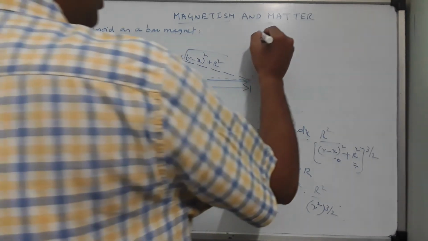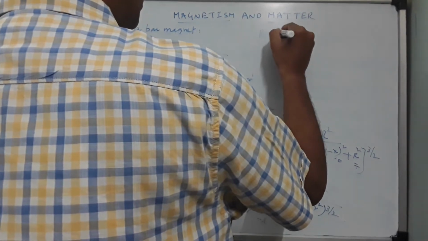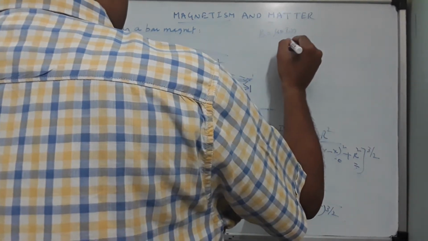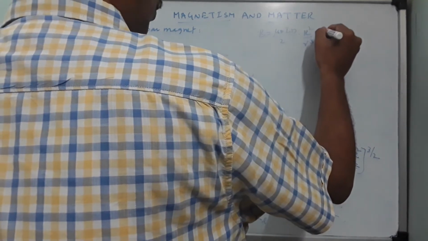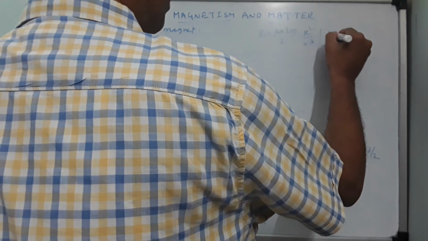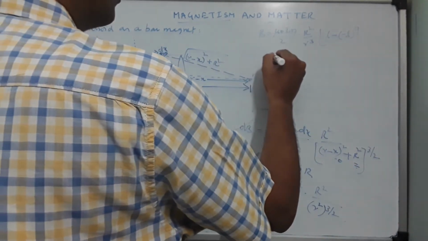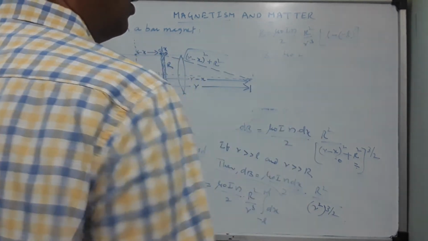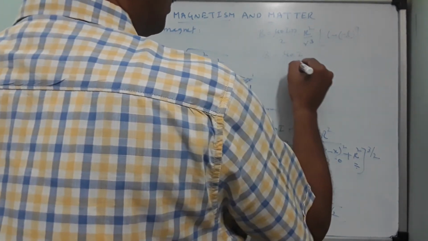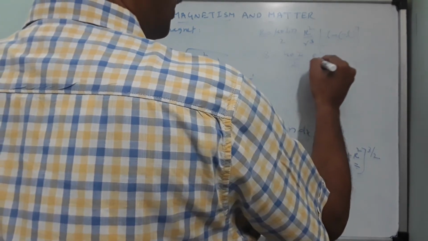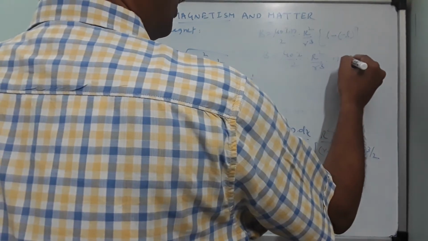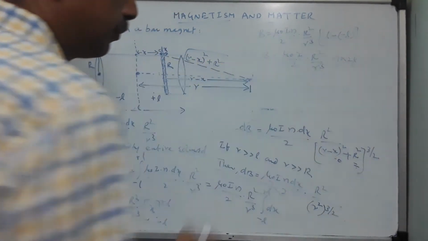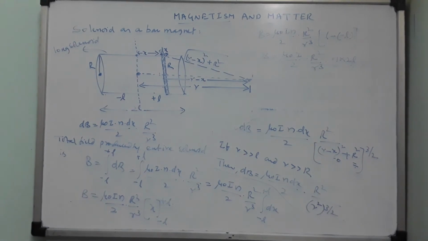So let me do one more step. B equals μ₀ I n divided by 2, into r square by r cube, into upper limit L minus lower limit minus L. So this is B equals μ₀ I by 2, into r square by r cube, n into 2L. What is that, n into 2L, children?